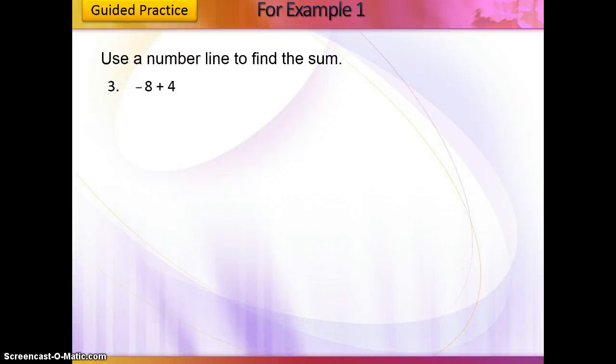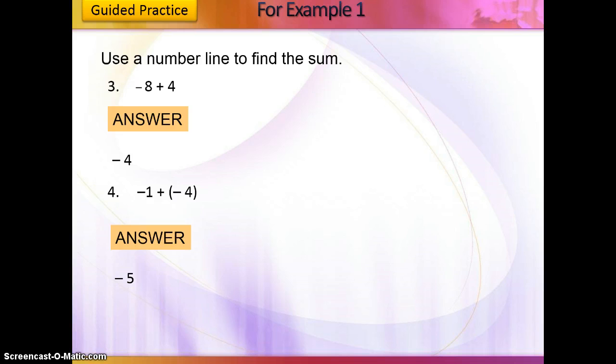Negative 8 plus 4. So we start at negative 8 on the number line and move 4 units to the right. That will take us to negative 4. Number 4, negative 1 plus negative 4. So start at negative 1 on the number line and move 4 units to the left. That will take us to negative 5.